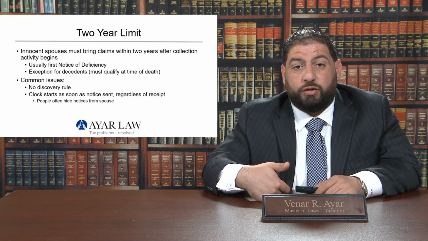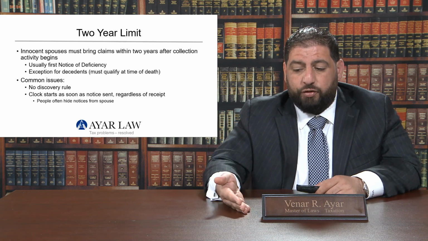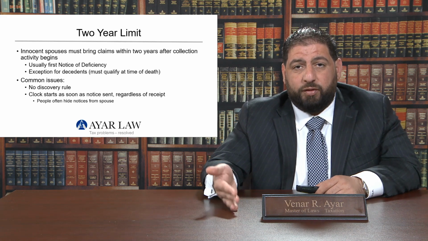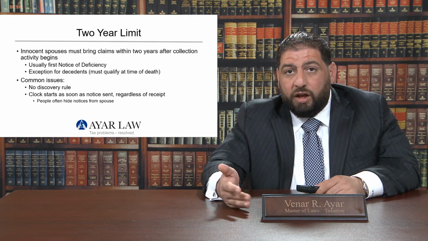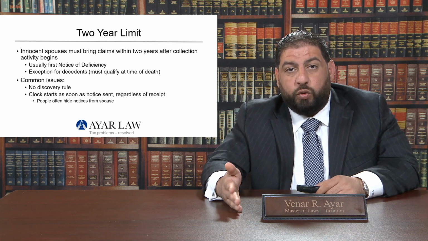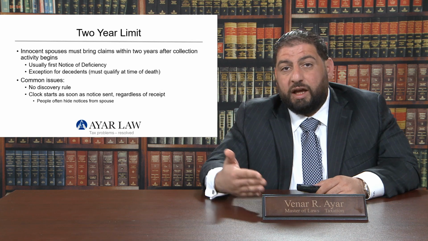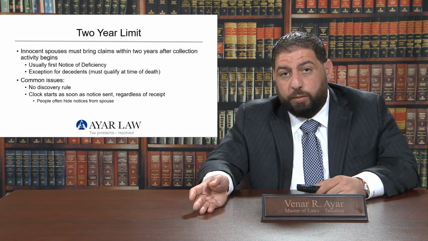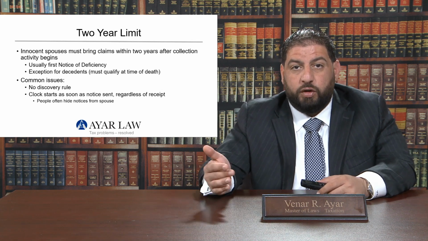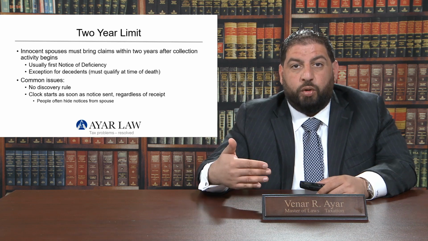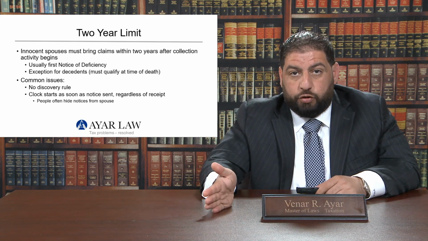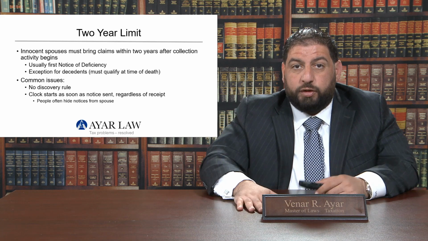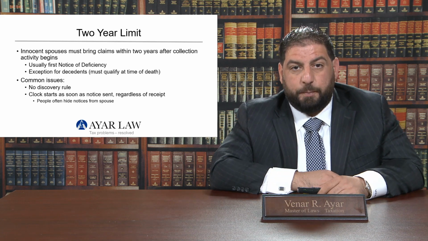There is an exception for decedents. If you're claiming innocent spouse relief on behalf of somebody who is deceased, then you apply the 2-year rule as of the date that they died. Not as normally it's as of the date you apply for innocent spouse. It has to be within 2 years. But when it comes to dead people, as long as the 2-year window was still open at the time of their death, then you can still claim it.